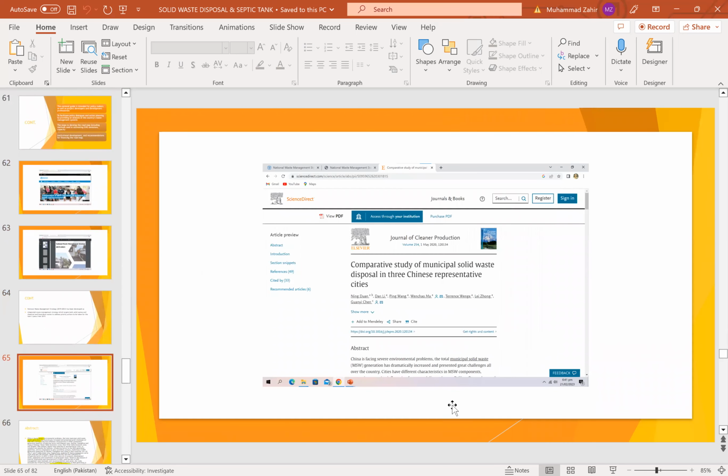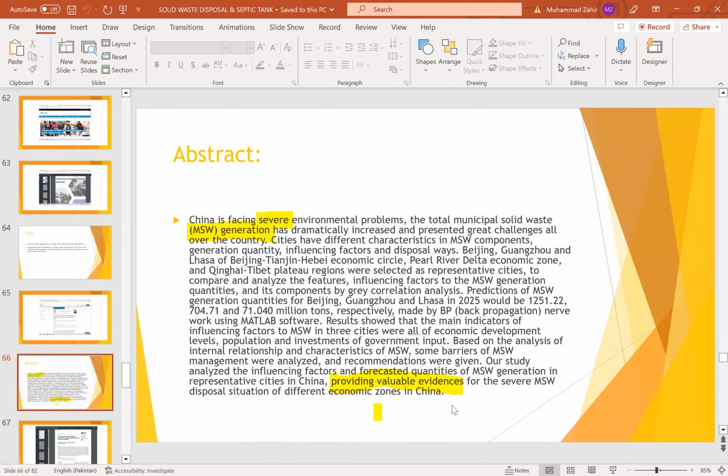One of the articles was a comparative study of municipal solid waste disposal in 3 Chinese representative cities. Basically, in this abstract, China is facing severe environmental problems. The total municipal solid waste has dramatically increased and presented great challenges all over the country. So in this study, the different factors were analyzed and the quantity of municipal waste generation was forecasted in respective cities in China, providing valuable evidence for the severe MSW disposal situation of different economic zones in China.